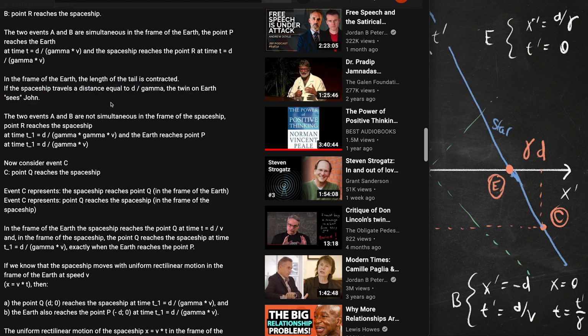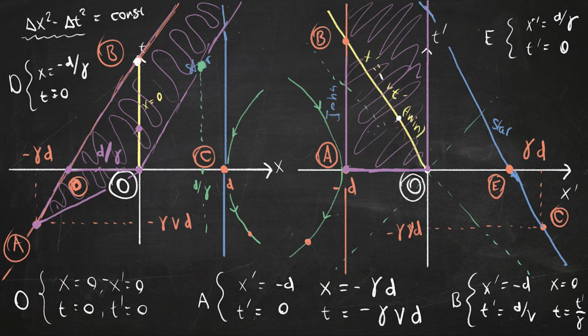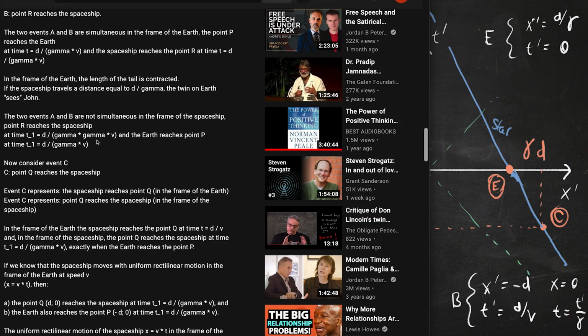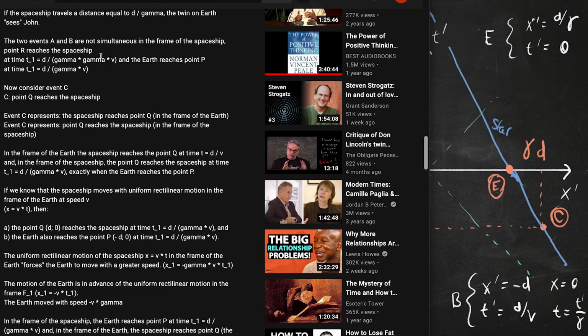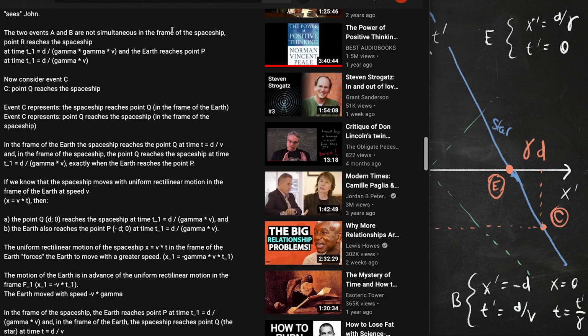If the spaceship travels a distance equal to d on gamma, the twin on the Earth sees John. All right, so that's when John is on the back of the spaceship, so this is when John sees the twin at the event B, isn't it? And the events A and B are not simultaneous in the frame of the spaceship. Yeah, that's going to be true.